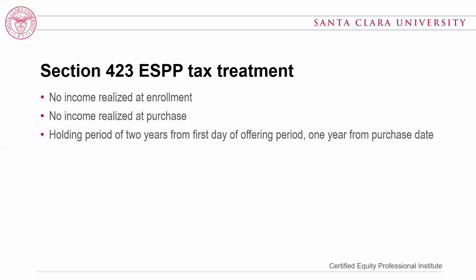Participants in Section 423 ESPPs don't recognize any income at enrollment when they choose to participate or when they purchase shares. There is a compensation element on the sale date, even if the shares are sold in a qualifying disposition. The tax treatment of the disqualifying and qualifying dispositions is a little tricky though, as we'll see in examples on the next 2 slides.